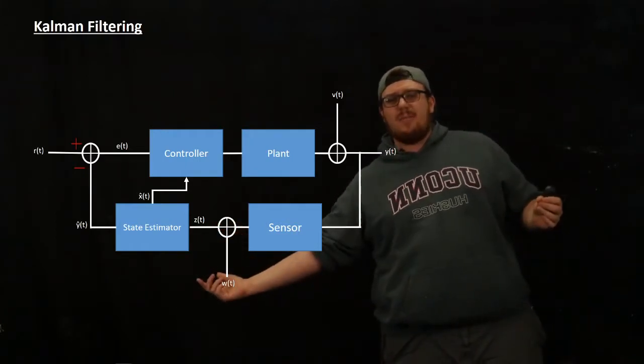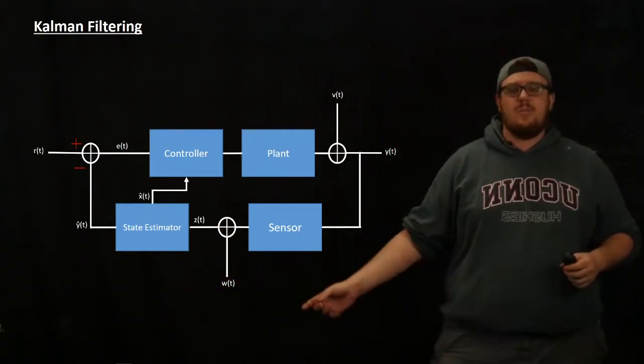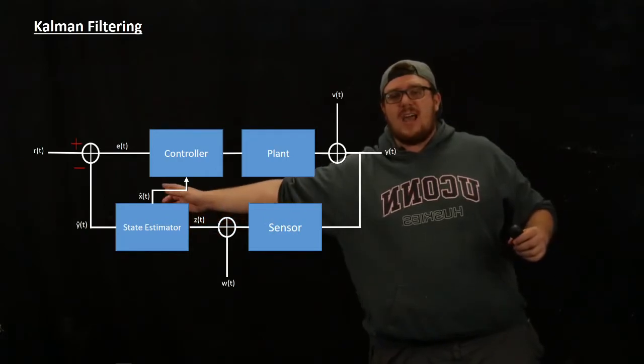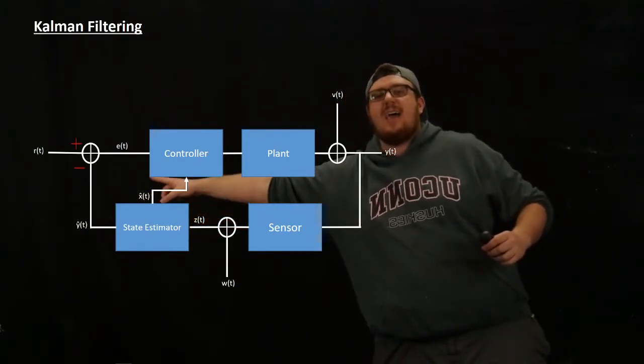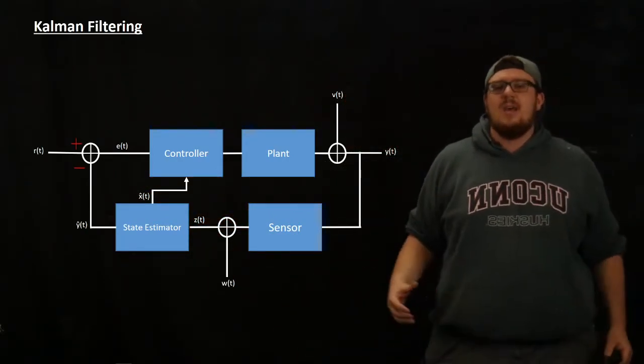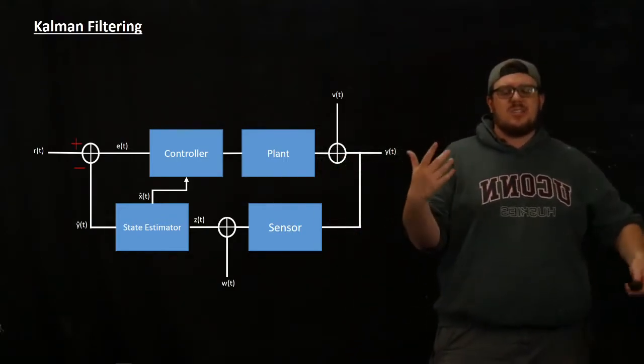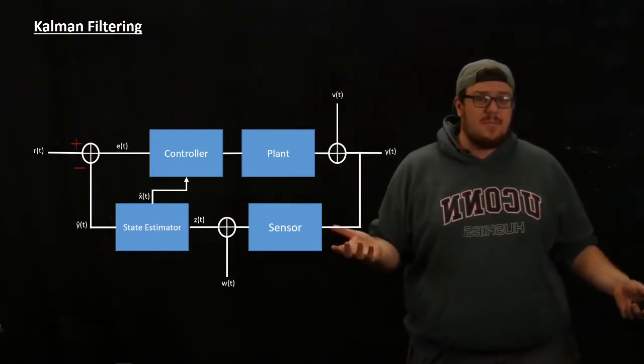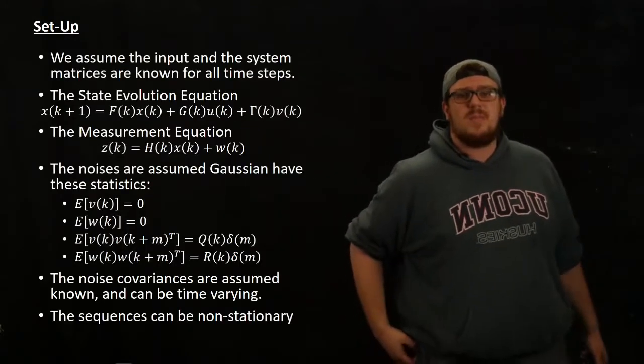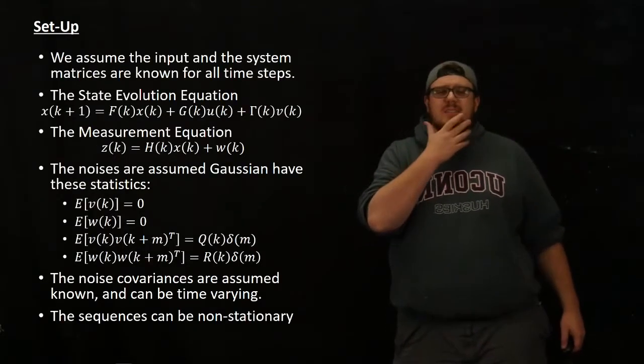And that's where a Kalman filter would come in, as your state estimator, which would then feed an estimate of that state, which we're calling x hat, to your controller. Usually hat means estimated. So that's just kind of an idea of where you would use something like this in a control system. So here's a little bit of the setup.